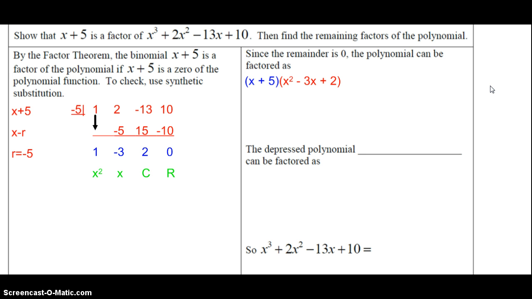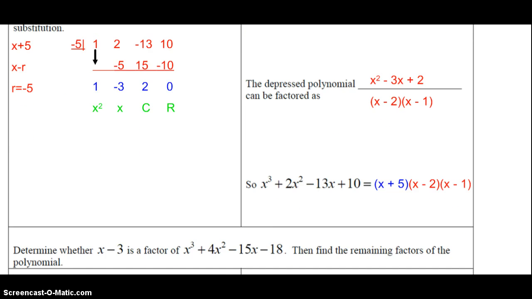What we're going to do now is we're going to take that depressed polynomial and we're going to factor that. Now, this one happens to be factorable. If it's not factorable, we can always use the quadratic formula to factor it and find the other factors. But in this case, it is factorable. There are two numbers that will multiply to positive 2 and will add to negative 3. They are negative 2 and negative 1. And what that means is that we actually have 3 factors to the polynomial: x plus 5, x minus 2, and x minus 1. And we've shown our 3 factors to the polynomial right at the bottom line.